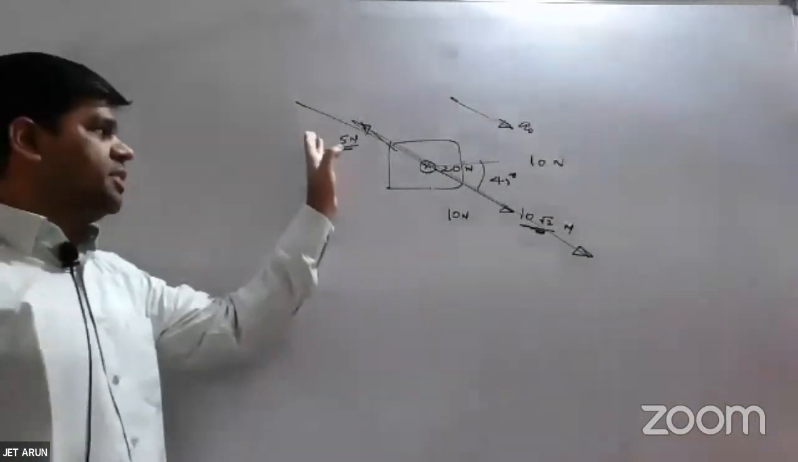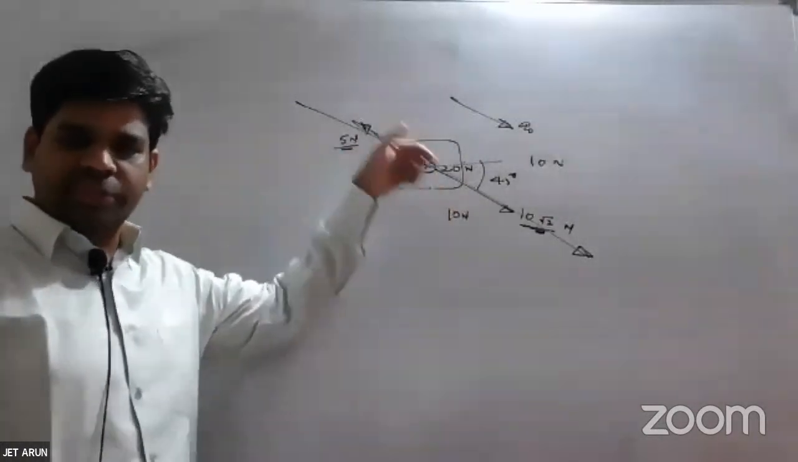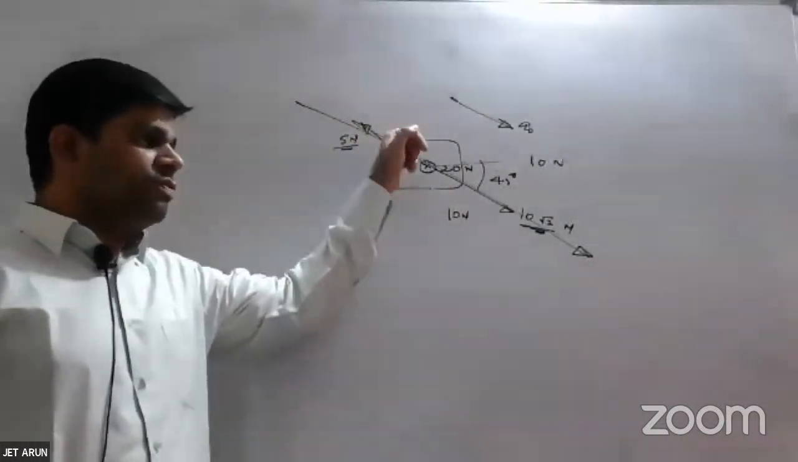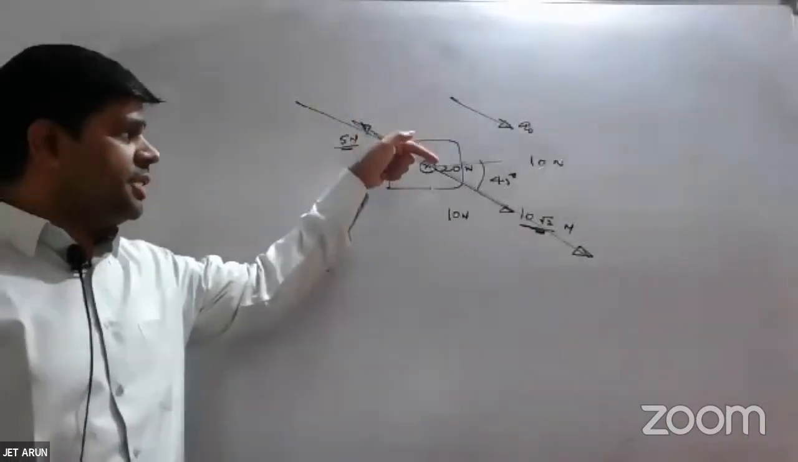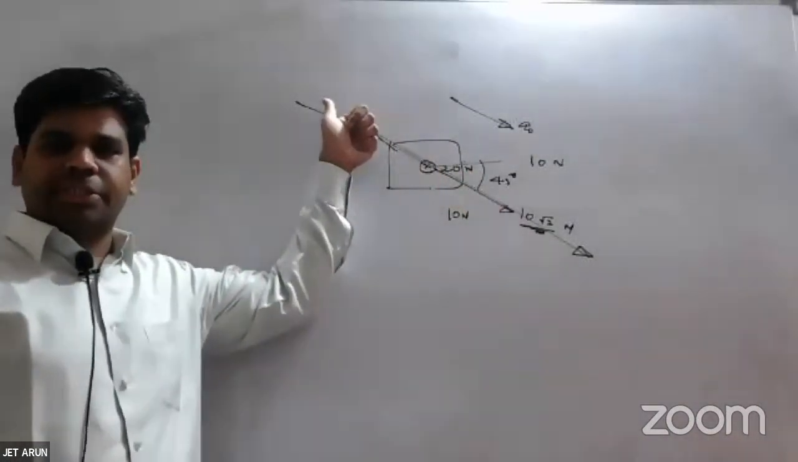So friction will act in this direction, opposite to the direction in which it tends to move. It tends to move in this direction, friction will act in this direction. If the block were tending to move downward, friction would act upward, but the block is tending to move in this direction if the surface is smooth. So friction will act opposite to the direction.